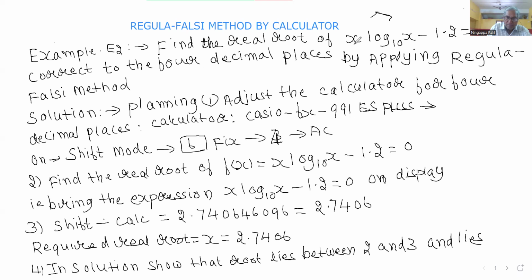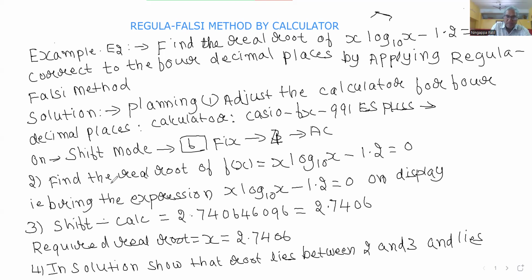Then, my dear students, we have to find the real root of this expression, f(x) equal to x log x to the base 10 minus 1.2 equal to 0. We first find the real root by a shortcut method. If you know the final answer, then you can adjust your working with the answer and write the answer as required by the examiner.